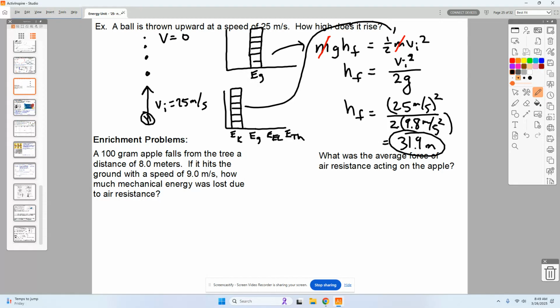An apple falls from a tree, a distance of 8 meters. It hits the ground with a speed of 9 meters per second. What we want to do is determine the amount of energy loss due to things like air drag. I'd ask you to start with just drawing the bar graphs. Starts with what form at the top, what does it end with, and then make sure that you include that there's some thermal energy loss, right? And that's from air drag. Try that, and then we'll set up the equation and go ahead and solve it. 2 minutes, see if you can do it.